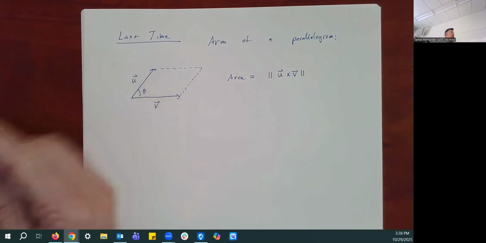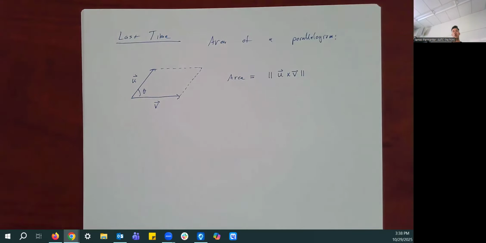Or v cross u. It doesn't matter in this case, even though u cross v and v cross u are opposites of each other. If you take the magnitude, the length of the vector will be the same whether it's pointing up or down. I don't think this is particularly interesting, to be honest, but the next part is, I think.